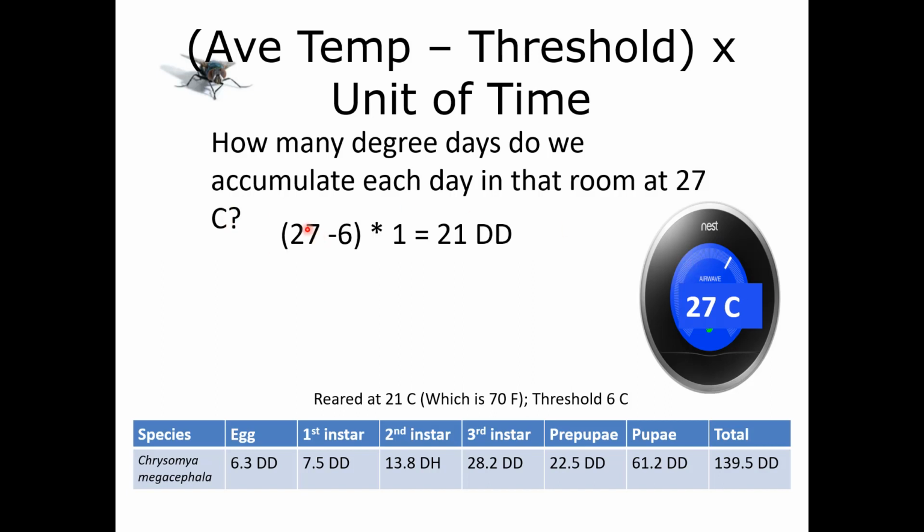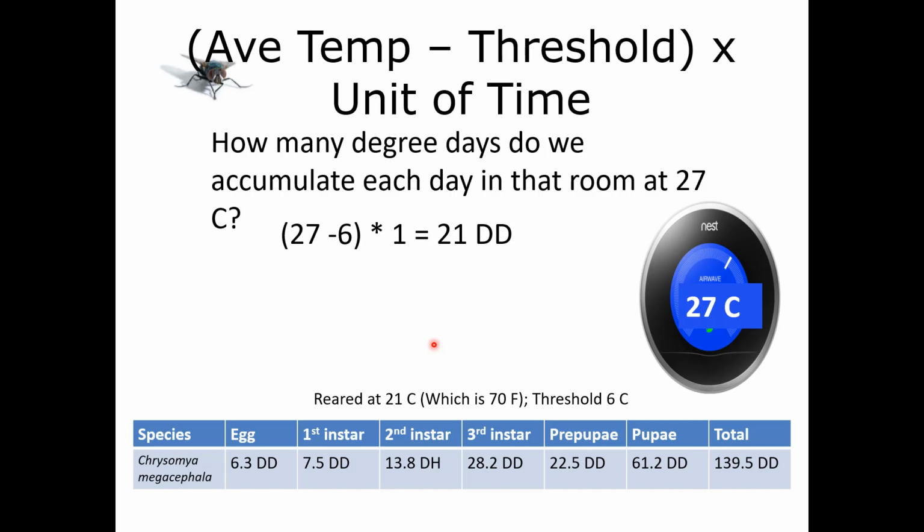We take 27 degrees, average temperature, minus the threshold. Remember, the threshold is always the threshold for the insect that you're using, minus 6, times 1 day. So we have found that each day, indoors, it accumulates 21 degree days. Now, we only need 6.3 degree days for the eggs to hatch. So we know it took under a full day. So that body has only been there a day or less, because 6.3 is way under 21.